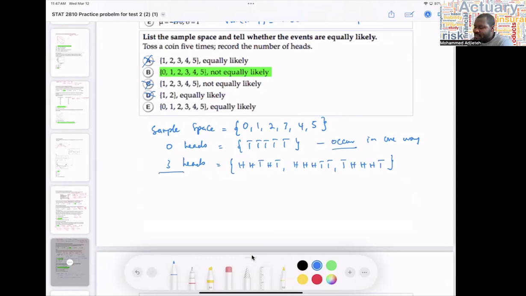If the denominators are the same, we can say the probabilities are not going to be the same, because this one is going to occur in one way and that one is going to occur in 3 ways. And so we can see they are not equally likely. For them to be equally likely, the probabilities across all the sample space need to be the same. So let's proceed.